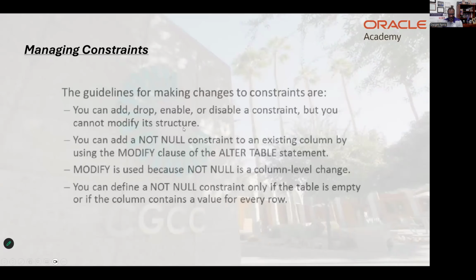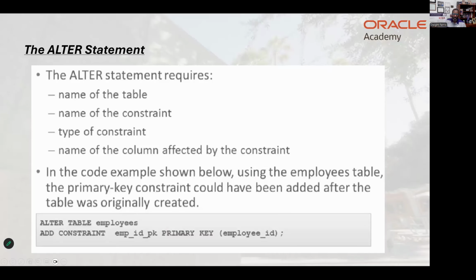So there are some guidelines. You can add, drop, enable, or disable a constraint, but you cannot modify its structure. So usually you drop it and recreate it, and I'll show you what I mean there. You can add a not null constraint to an existing column by using the modify clause in the alter table. Modify is used because not null is a column level change, and we'll see that. You can define a not null constraint only if the table is empty. That goes back to our original requirements.